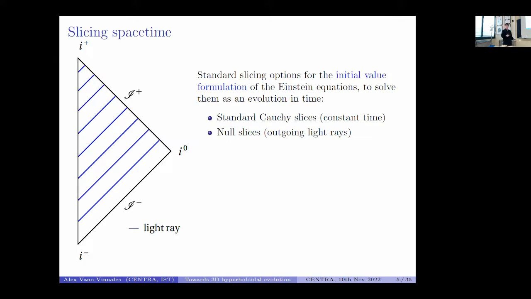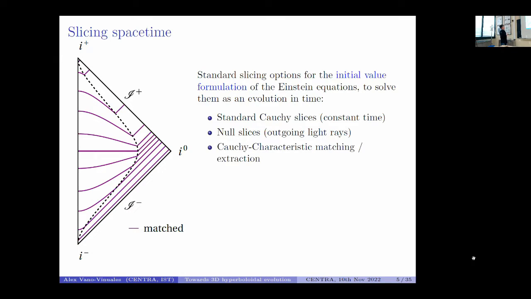While that is indeed doable, one of the drawbacks of this approach is that if the generators of these null slices become tangent to each other, that's when caustics appear, and that basically means a breakdown of the coordinate system, and this can give trouble at the numerical level. And this can happen due to the focusing from the strong field regime, as we're going to have black holes and neutron stars. We could take the best of both worlds, and inside use standard Cauchy slices, and at some point match them to outer characteristic ones.